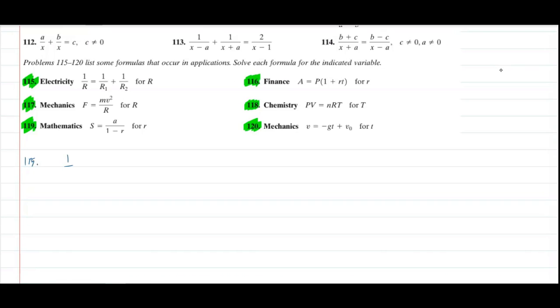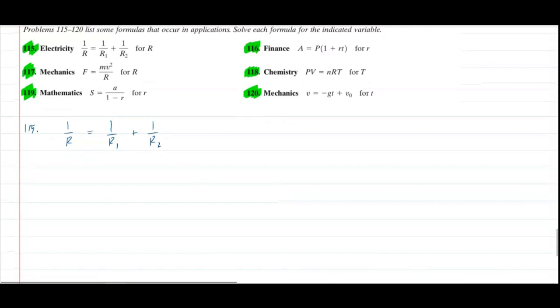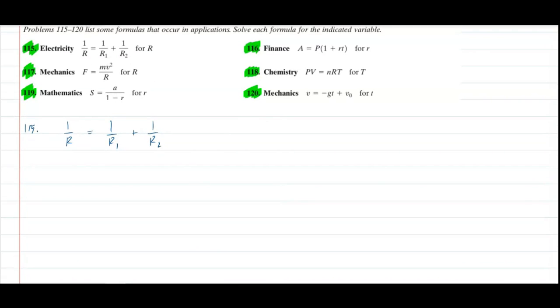All right. So 1 over R is equal to 1 over R1 plus 1 over R2. Let's just write it first, like that. And this is actually a formula for something called the resistance in a circuit. This is used in physics, and it's used in engineering as well.